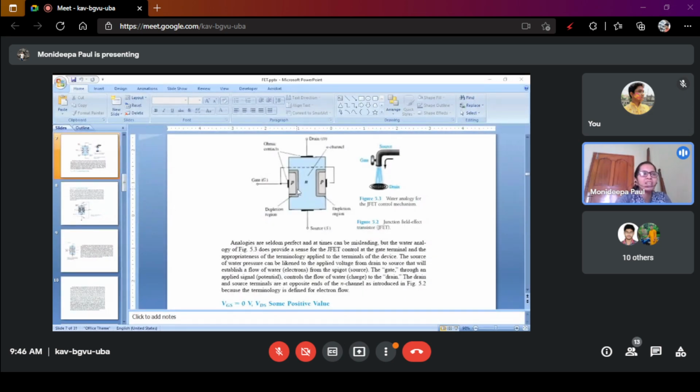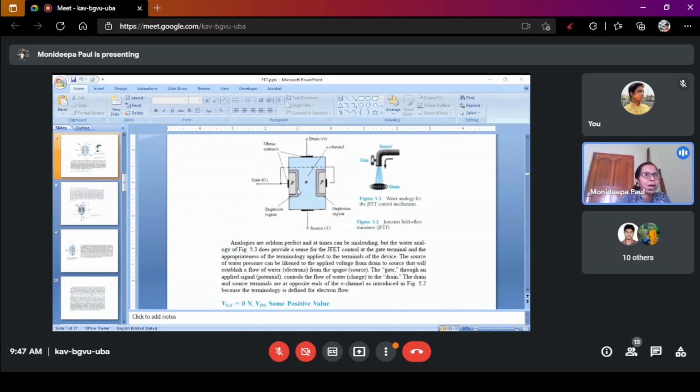This FET must have the depletion region. The width of the depletion region is small, but at the junction point of p-type material and n-type material, the depletion region should be present due to the drift current and diffusion current. I already discussed in the PN junction diode portion what the diffusion current is, what the drift current is, and what barrier potential is. Due to this reason, the depletion region should be present.